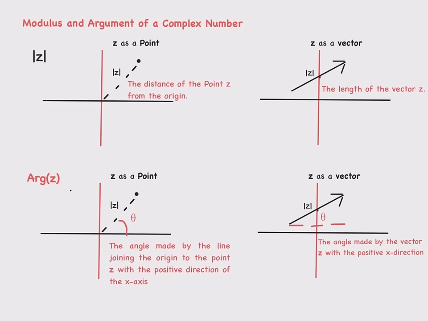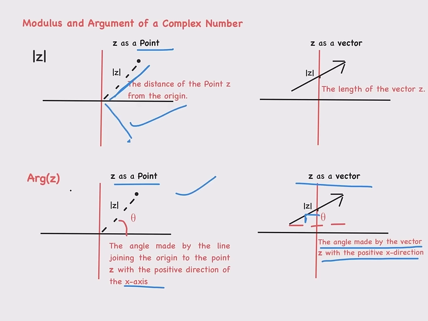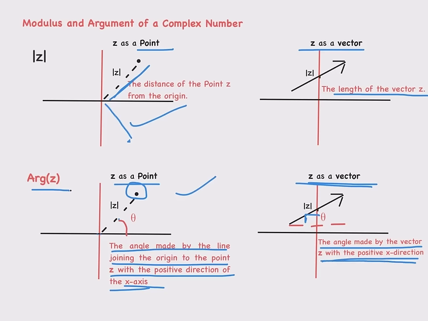When you take z as a point, the distance of the point z from the origin is the modulus of the complex number. That is, this length is the modulus of the complex number. When you consider z as a vector, the length of the vector z is the modulus of the complex number. And what is the argument of z? If you take z as a point, it is the angle made by the line joining the origin to the point z with the positive direction of the x-axis. When you take z as a vector, it is the angle made by the vector z with the positive x direction. This is the argument.